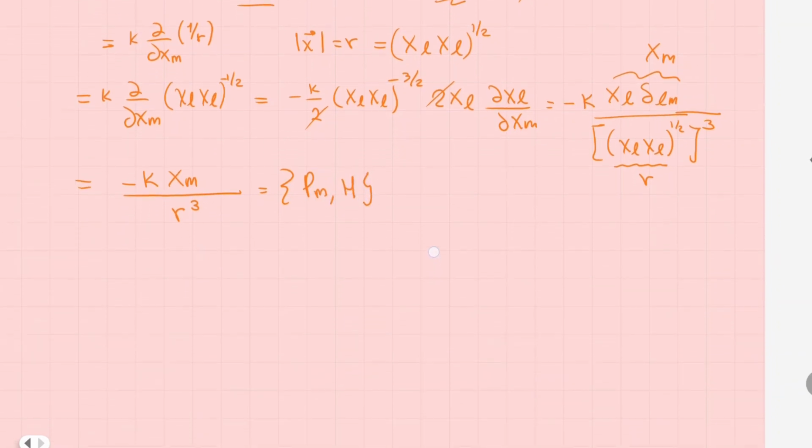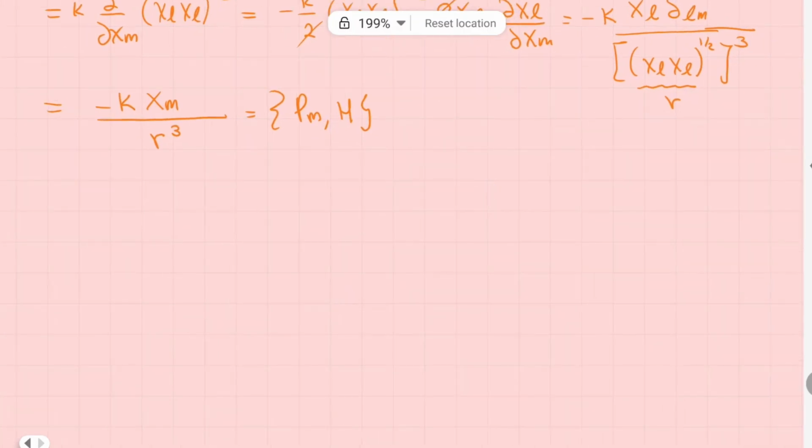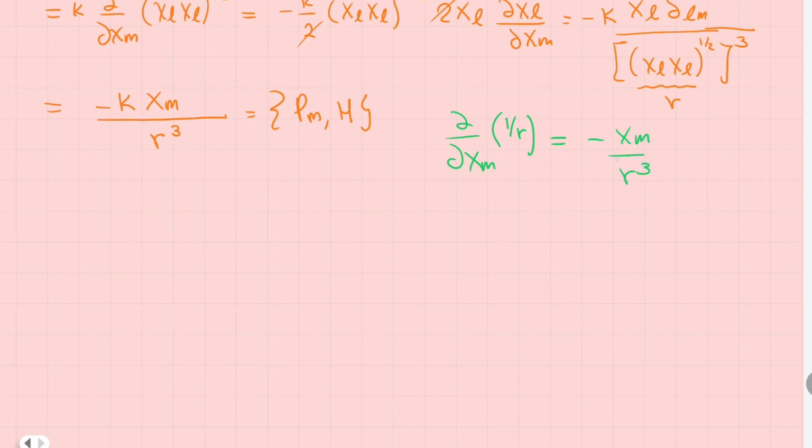And a formula that we want to save because we are going to use it later on is that the partial derivative with respect to xm of 1 over r is equal to minus xm over r cubed. Okay, we are going to use it later.